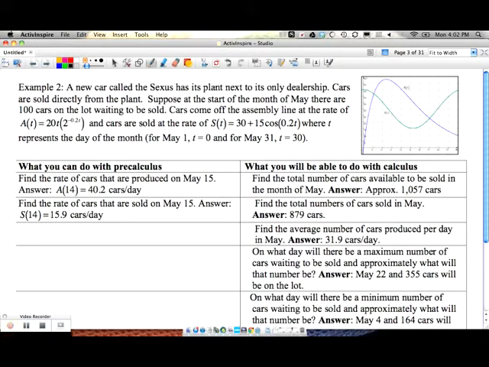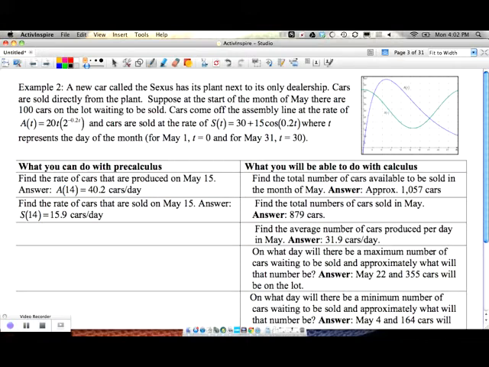A new car called the Sexus has its plant next to its only dealership. Cars are sold directly from the plant. So the plant makes cars and then it sells them. Suppose at the start of the month of May there are 100 cars on the lot waiting to be sold.